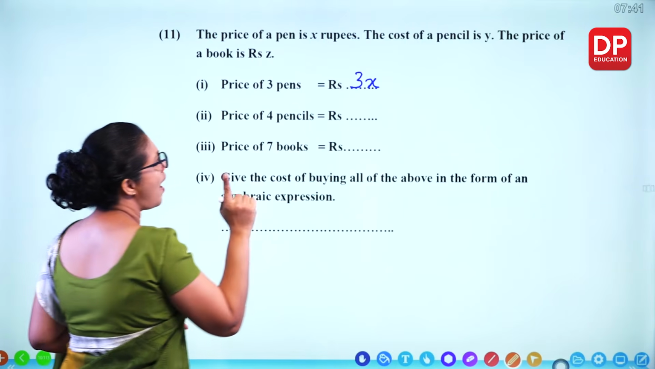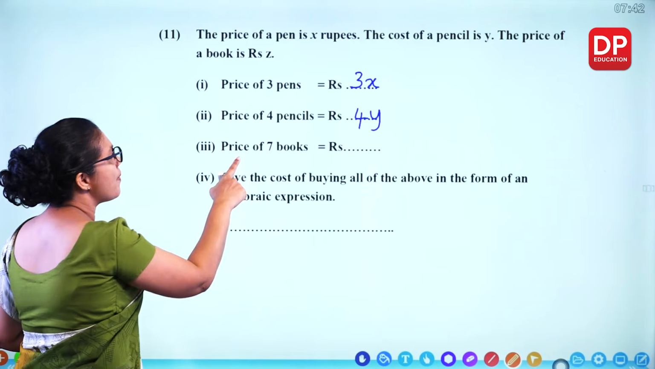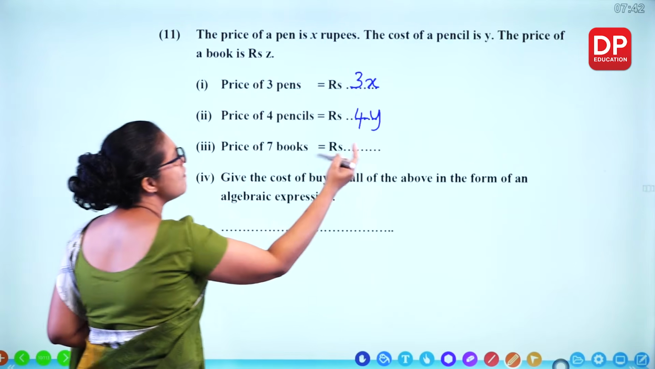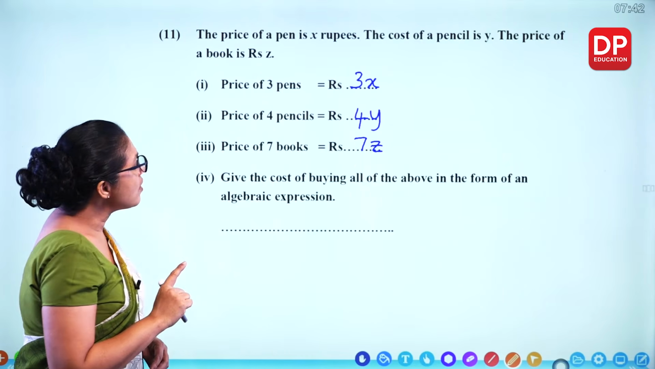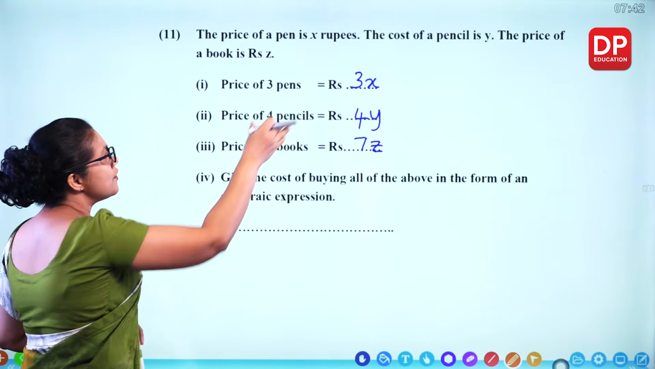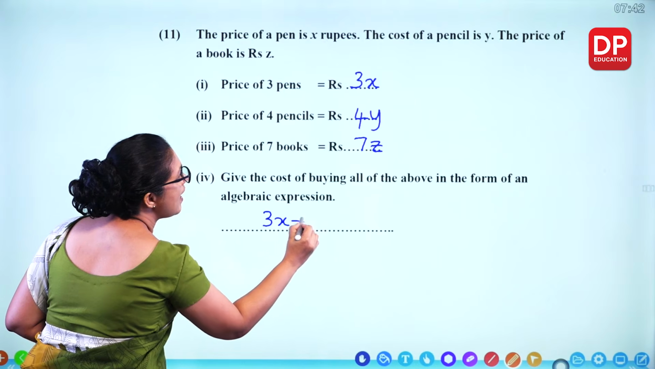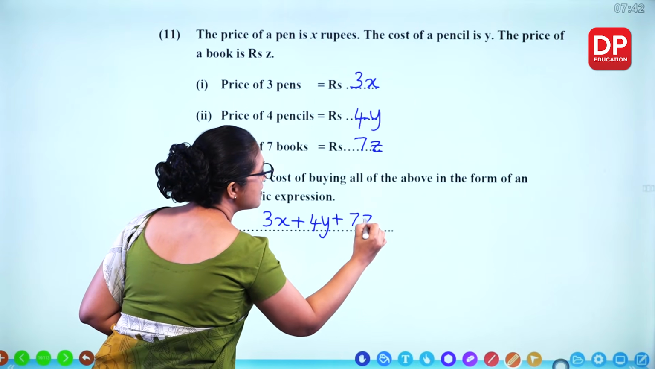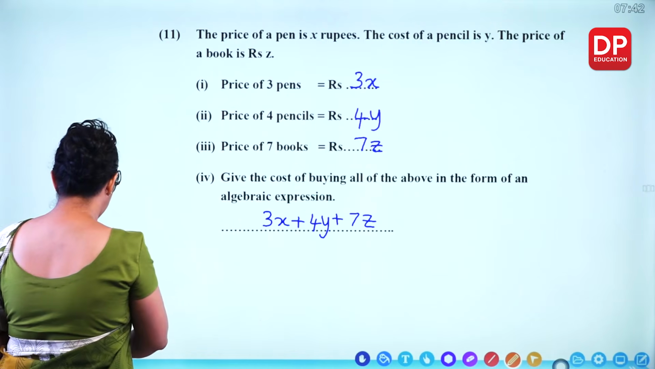Price of 4 pencils. 1 pencil is y. 4 pencils, 4y. Price of 7 books. 1 book is z rupees. 7 books, 7z. Give the cost of buying all the above in the form of an algebraic expression. So the total cost, we can add it together. 3x plus 4y plus 7z. That's an algebraic expression.